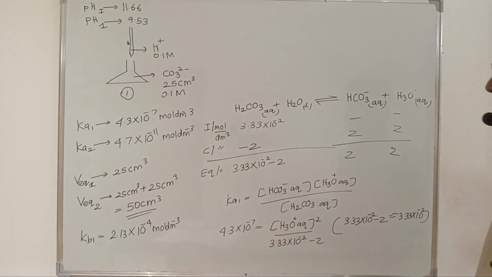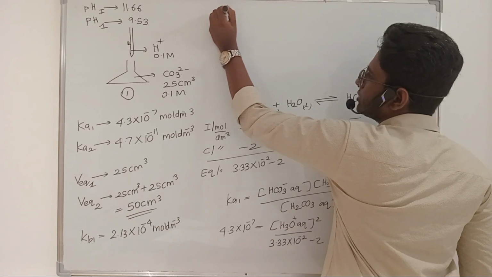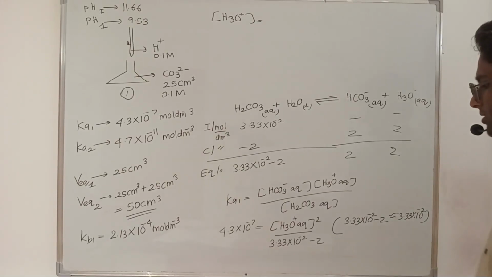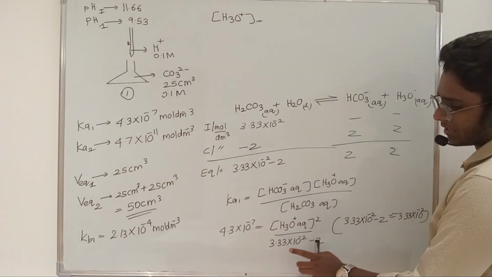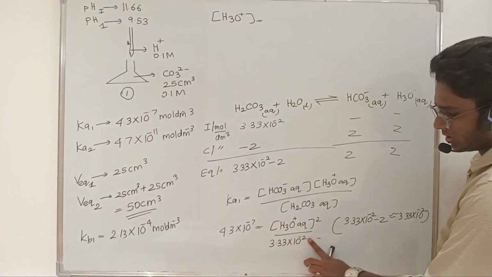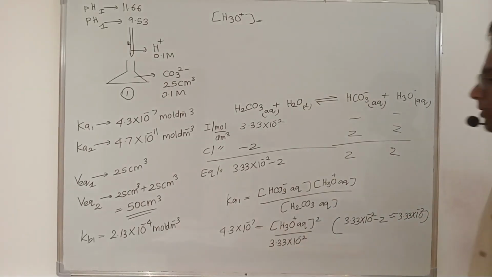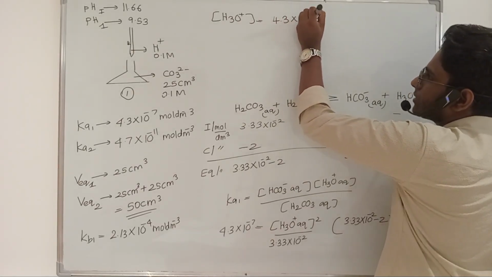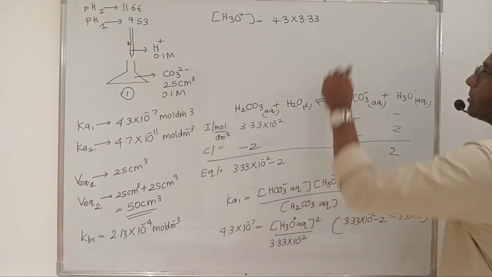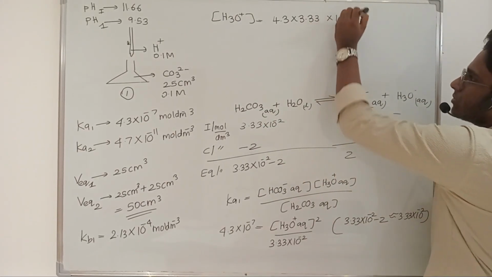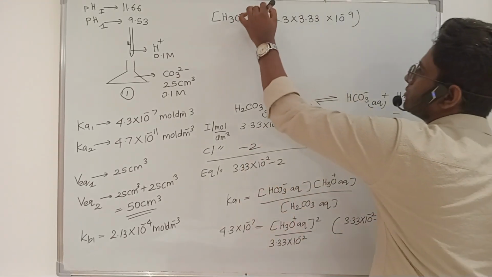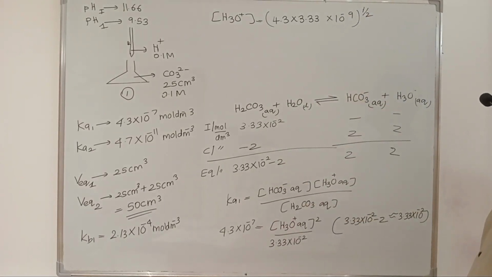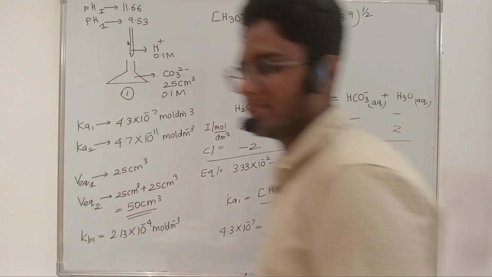So if I solve this, I can get the concentration of H3O+. What is the concentration of H3O+? That is going to be the square root of 4.3 into 10 to the minus 7 times 3.33 into 10 to the minus 2, where 3.33 times 10 to the minus 2 minus Z is approximately equal to 3.33. So 4.3 into 3.33, into 10 to the power minus 9, and I have to find the root value of this. That is going to be the concentration of H3O+. So 4.3 into 3.33. Using log is easier than multiplying.